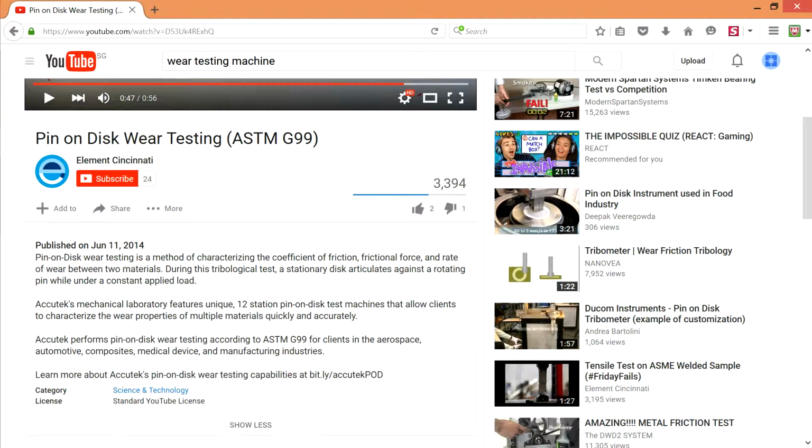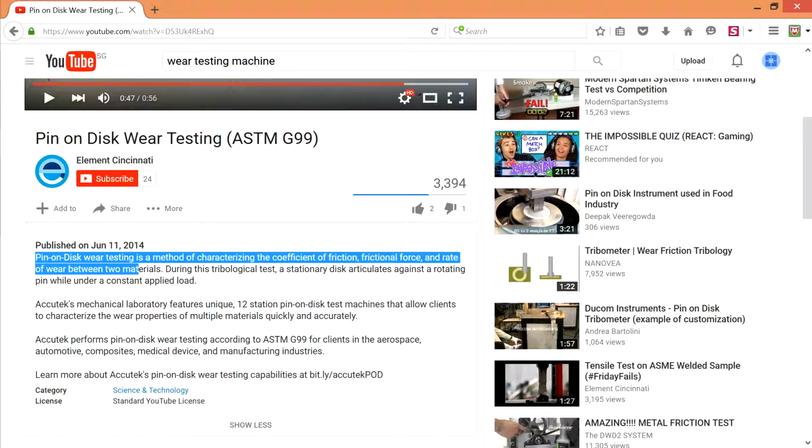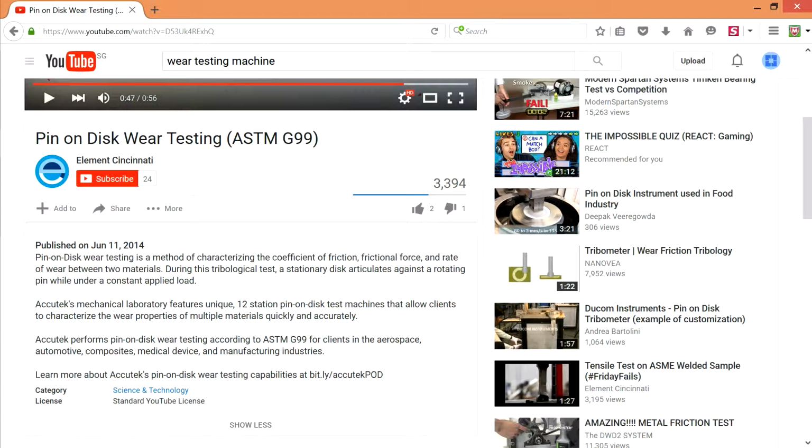Yeah, so it's called a pin on disk wear testing. Alright, it's a method of characterizing coefficient of friction, frictional force, and rate of wear between two materials. So all in all, it can also test for friction and so on. So take note there is a pin on disk.